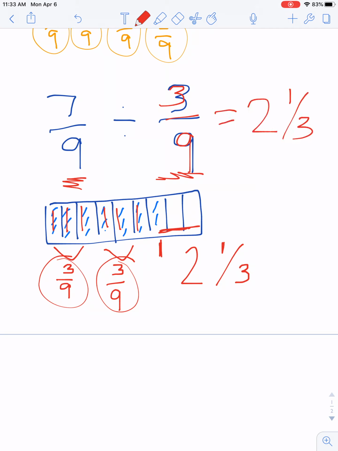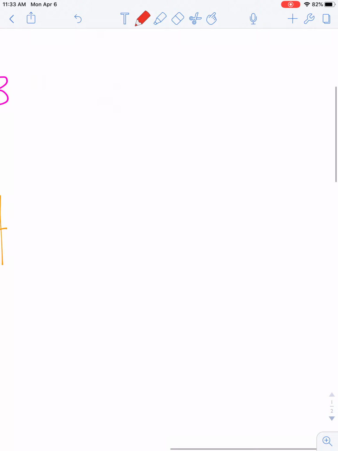All right, now you might be sitting here thinking, that's great when they already have common denominators, but what if I have a problem such as, let's see here, what if I have 8/12 divided by 1/4?